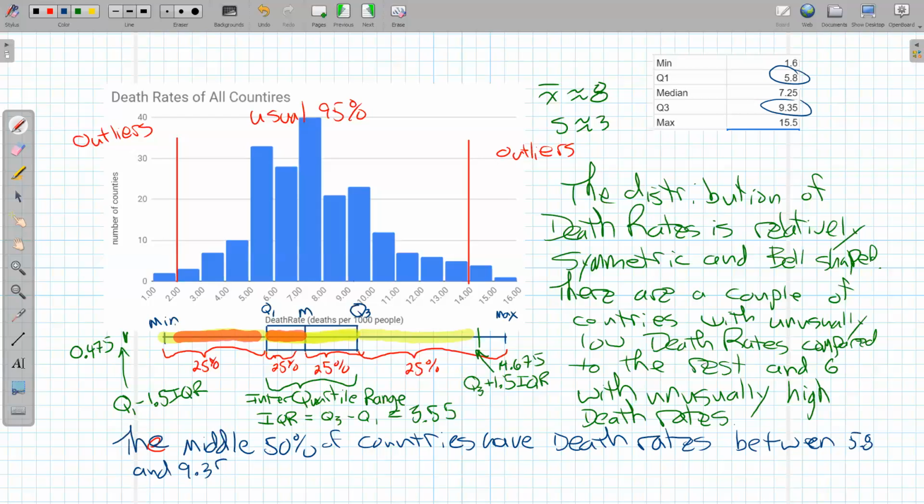Now, since I'm actually mentioning numbers in the data set, I should mention what they mean. 5.8 what? 9.35 what? Deaths per 1,000 people. That's what we have here in the data. We're going to know what our data is talking about. And then we could also say 3 countries have unusually high death rates based on the IQR rule.